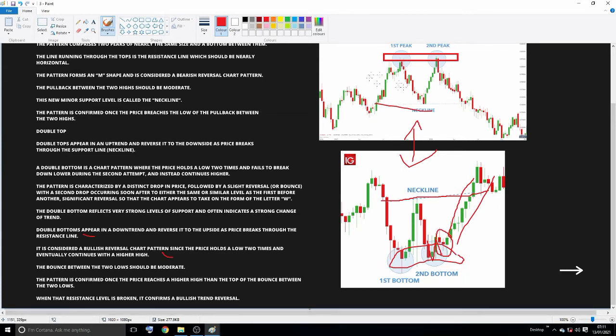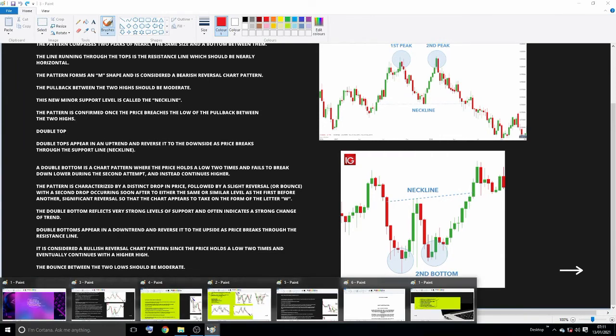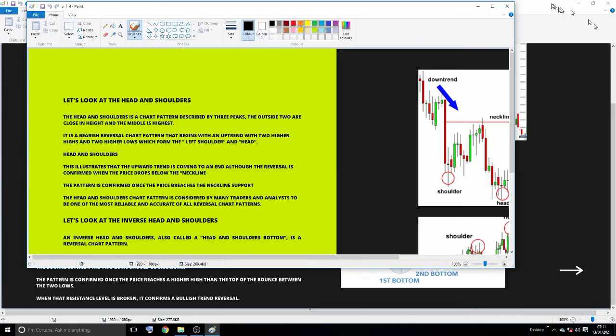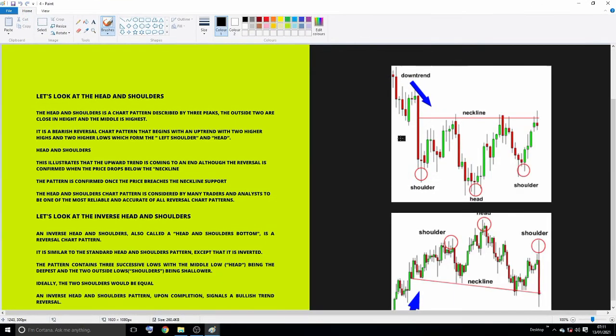So you can go to your chart and look for these patterns and start training your eye to see these patterns and to learn how you can trade them. That was a double top. Now let's talk about the head and shoulders.